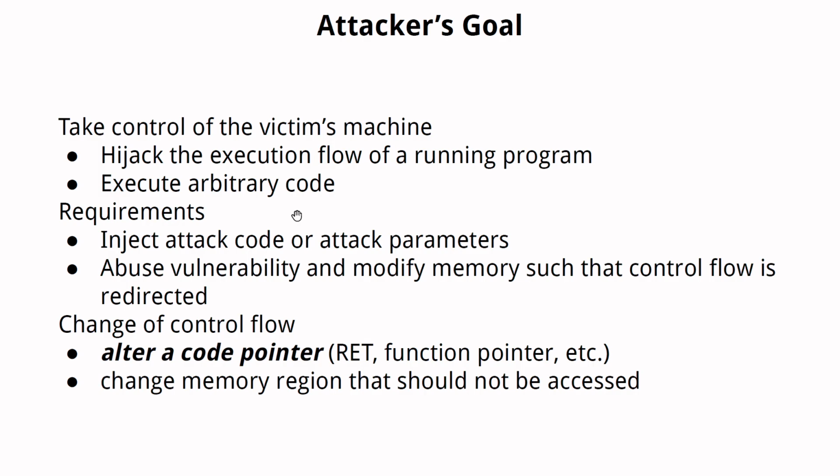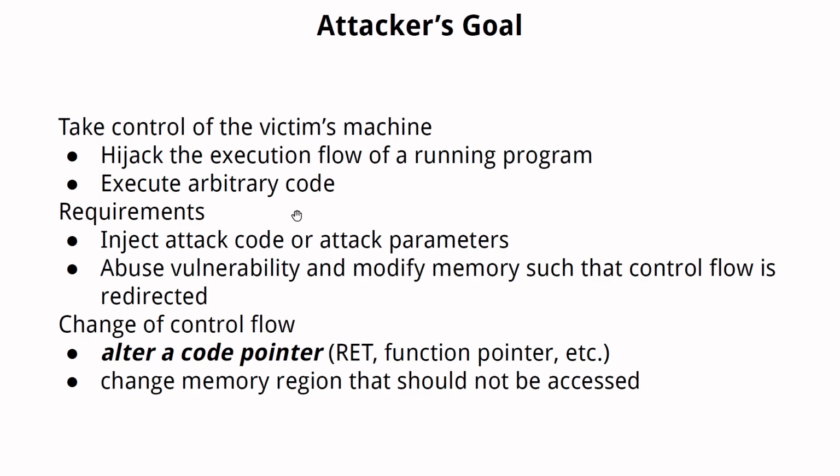Usually here, the ultimate goal is to hijack the execution flow or control flow of a program. This requires the attacker to inject some malicious code, and also abuse vulnerabilities or bugs that can redirect the control flow. Usually, to redirect the control flow, we need to change a code pointer in memory. Most of the bugs we talk about in this class are memory corruption bugs. The bug happens in the memory, not directly in the CPU. There will be 1 or 2 sessions on microarchitectural level attacks at the end of the semester.